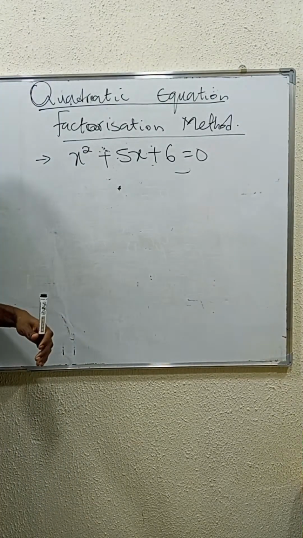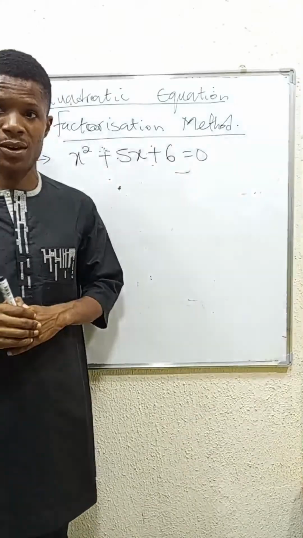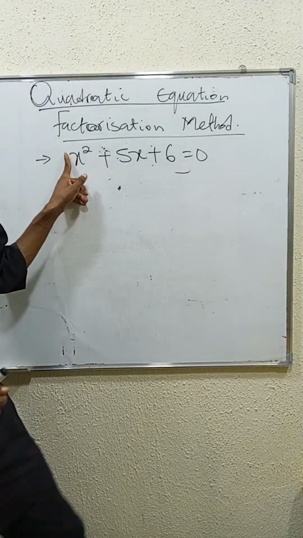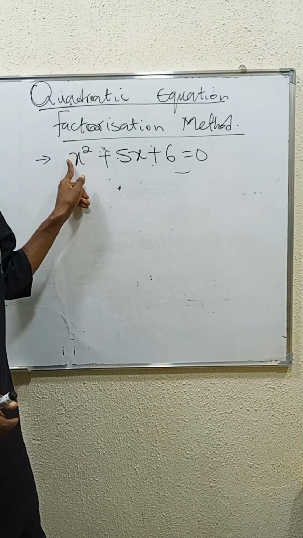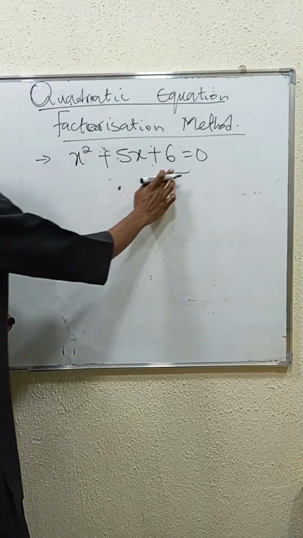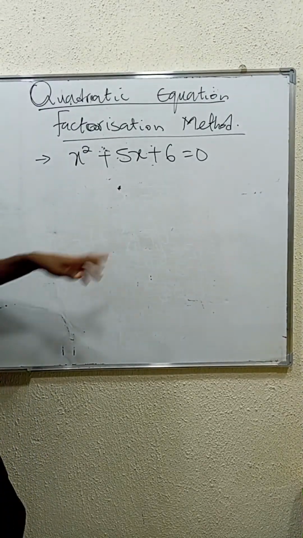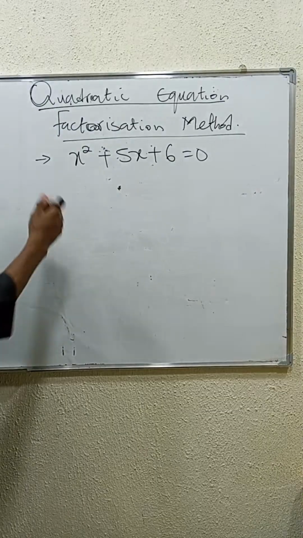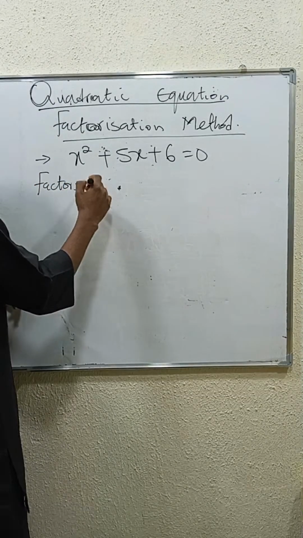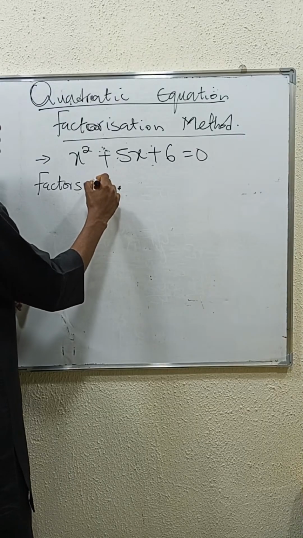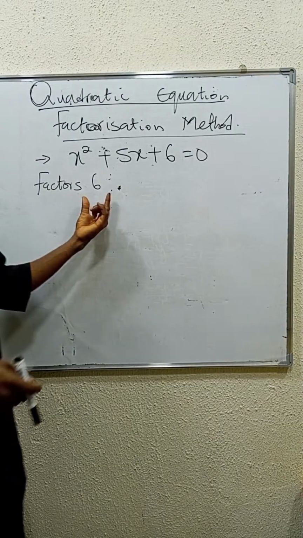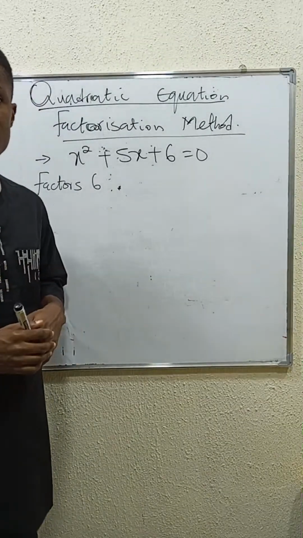So the first thing you have to consider in solving by factorization method is to look at the leading coefficient. If the leading coefficient is 1, here we have 1, you now go to the last term. You look at the factors of the last term. The last term is 6. When we talk about factors of 6, we are talking about all the numbers that can divide 6 without any remainder.